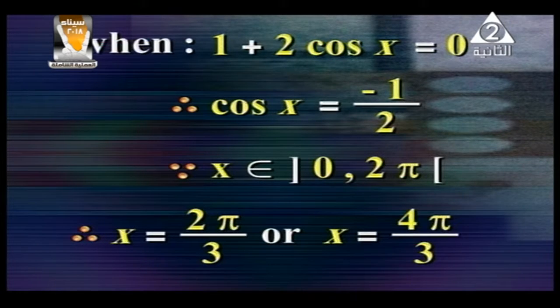4 pi over 3. Dear student, in this case, cosine x is negative. Cosine is negative in the second quadrant and the third quadrant. Then x equals 2 pi over 3 and 4 pi over 3. We obtain the table.